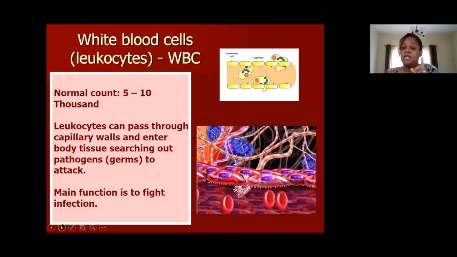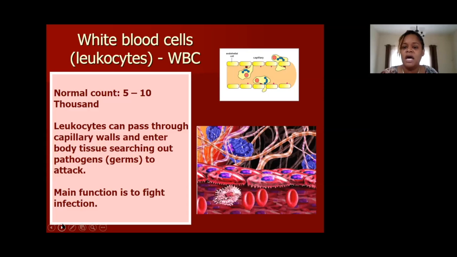The interesting thing about leukocytes is that they're able to pass through the capillary wall. Now, normally when we talk about the capillaries, we talk about the capillaries being very small blood vessels, and oxygen and nutrients are able to diffuse out of the capillaries so they can be taken up by the cells, and the cells can get rid of waste products and it can diffuse into the capillaries.